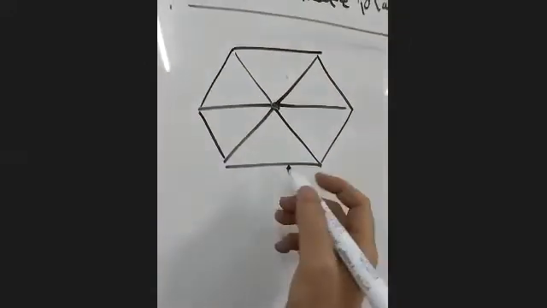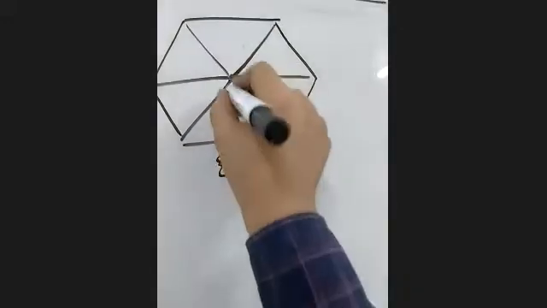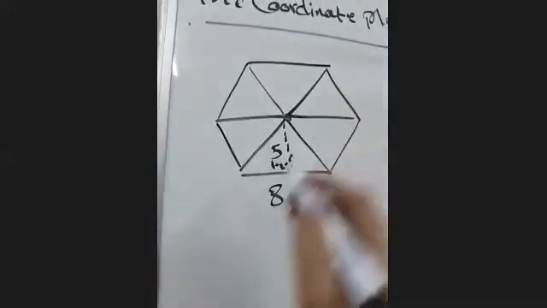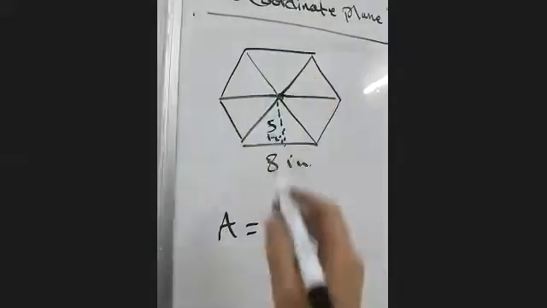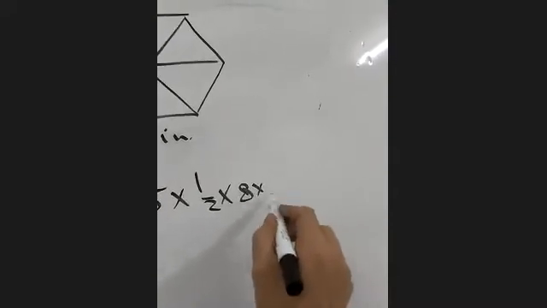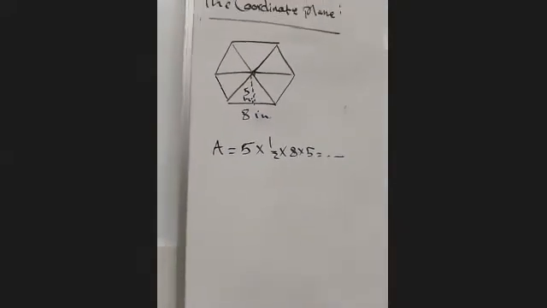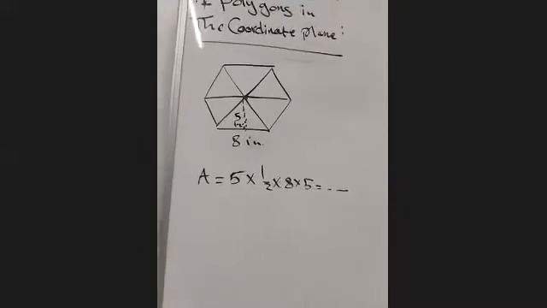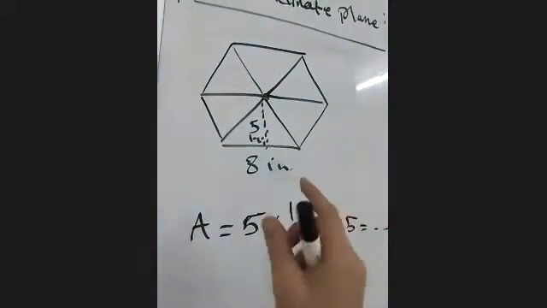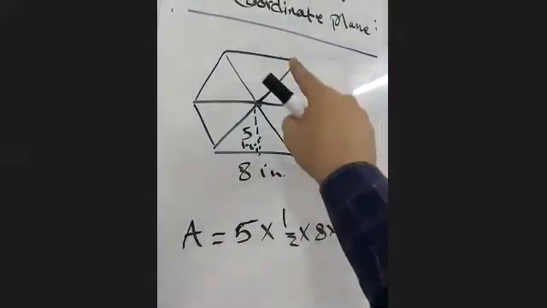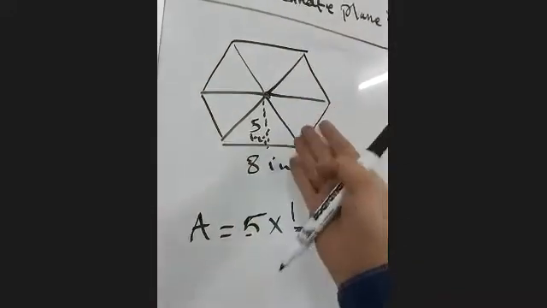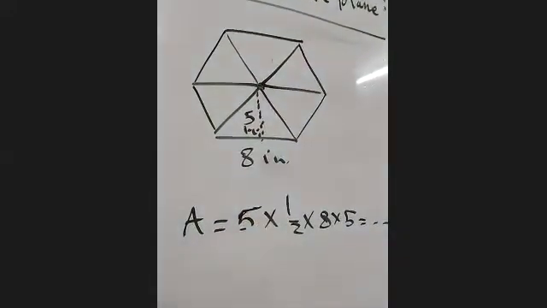Given the base side, for example 8 inches, and the height, for example 5 inches, the area will be A equals the number of triangles, which is 5, multiplied by half, multiplied by the base 8, multiplied by the height 5, and you find the answer. So to find the area of regular polygons, you need to split them. The number of triangles equals the number of sides. If we have 5 sides, we have 5 triangles; 8 sides, 8 triangles; 6 sides, 6 triangles.